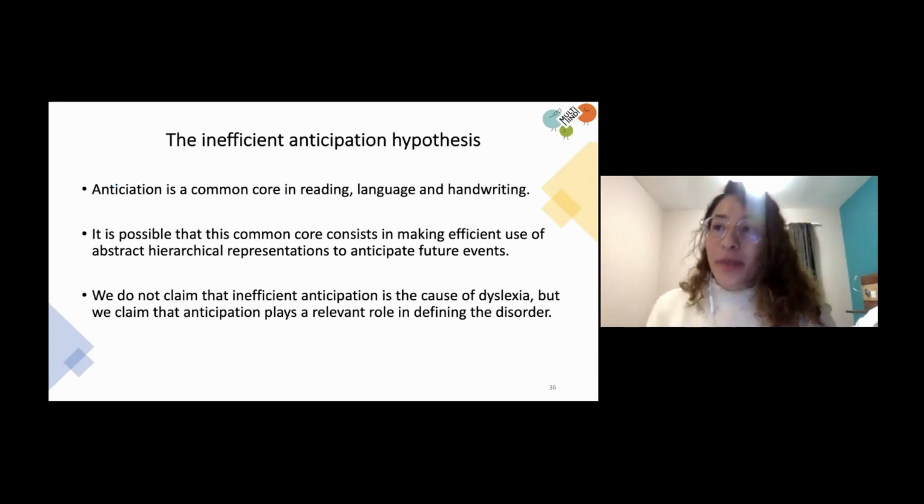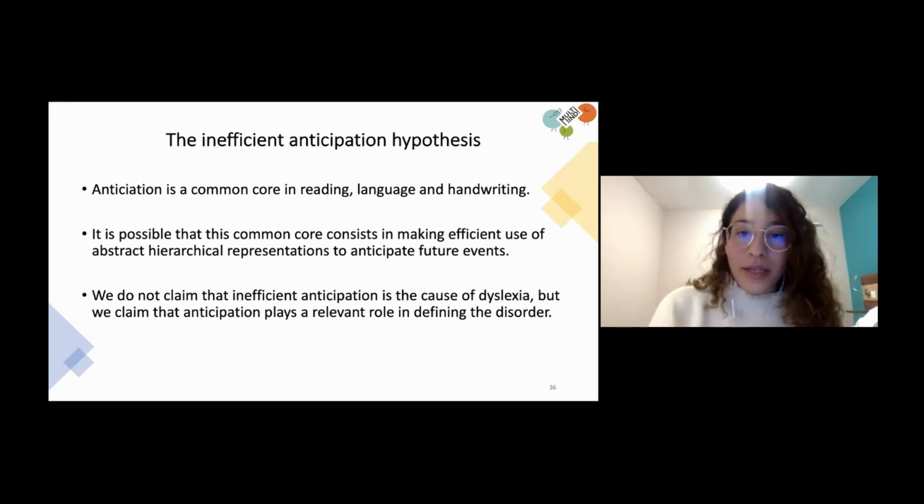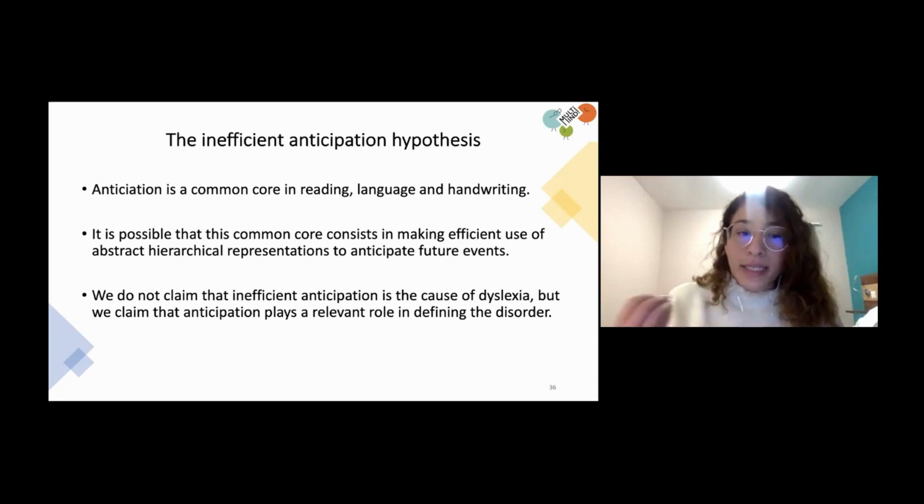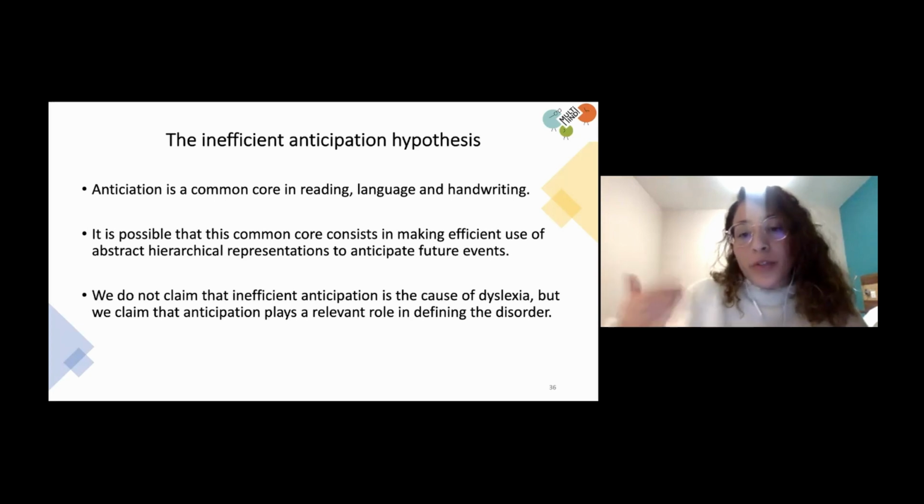So basically, we think anticipation is a common core in reading, language, and handwriting. We think that it is possible that this common core basically consists of being able to use abstract hierarchical representations to make predictions or to anticipate or to prepare to act. So basically, we think that the inefficient anticipation of individuals means that these participants are unable to extract a regularity maybe from abstract hierarchical representations to prepare to act or to anticipate future events.